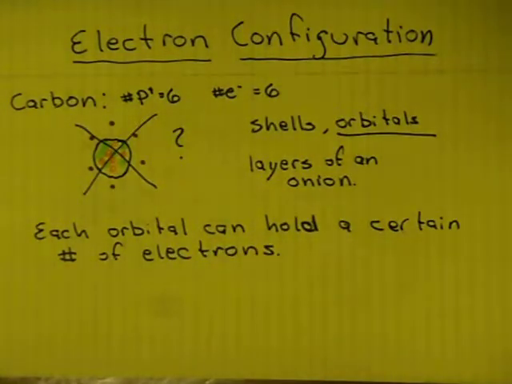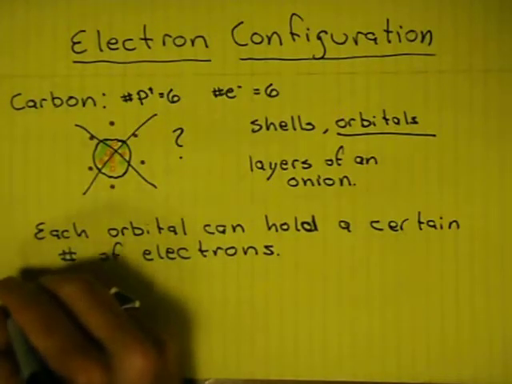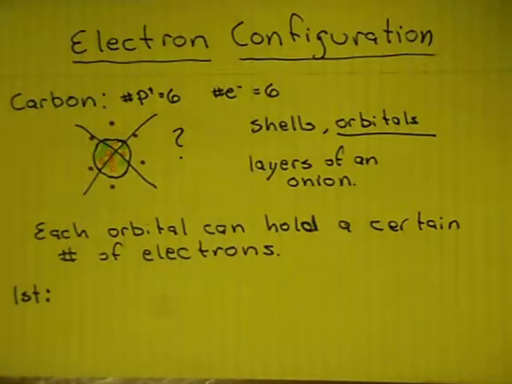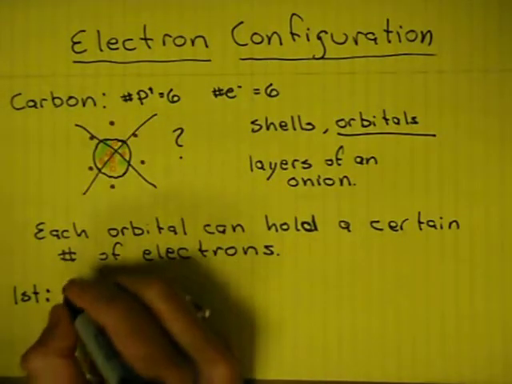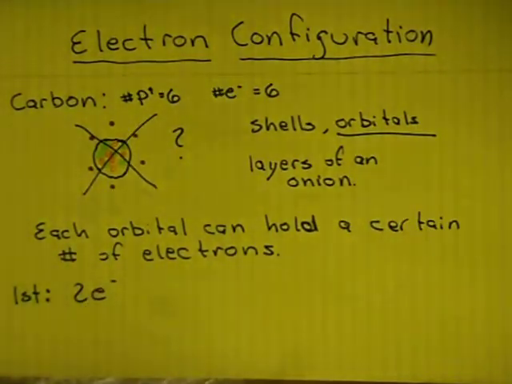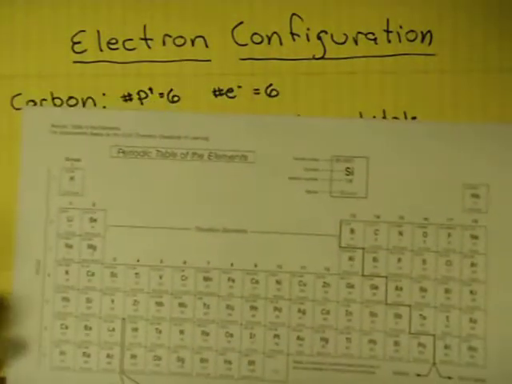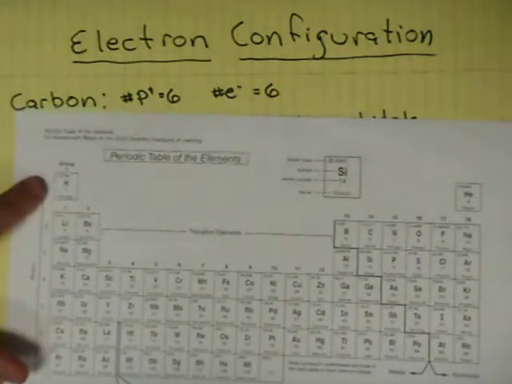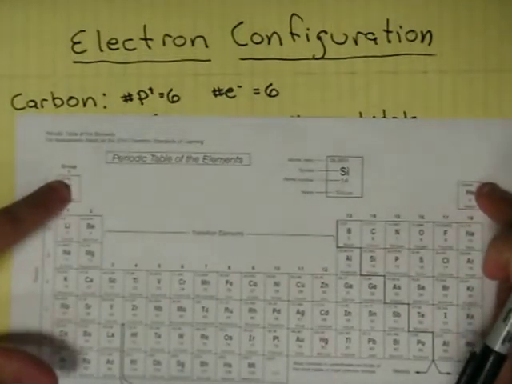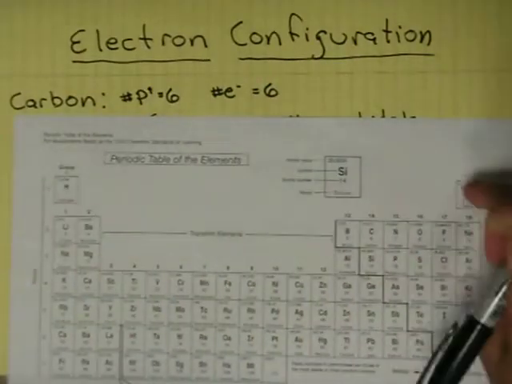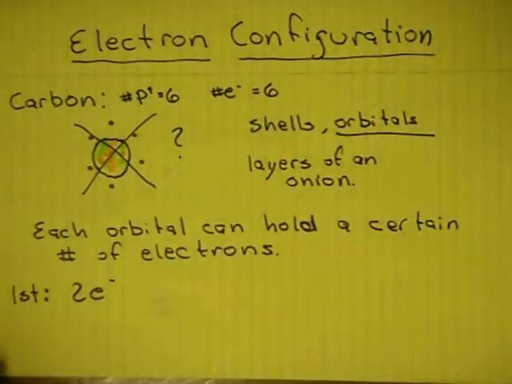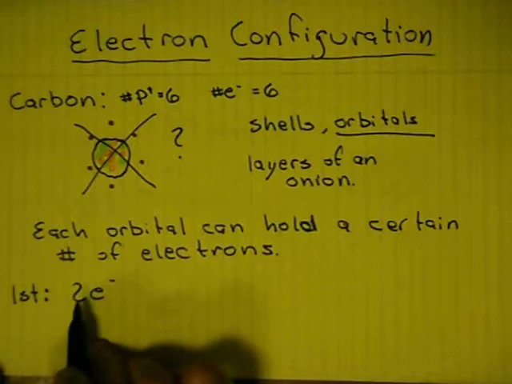So it happens that the first orbital, which is the innermost shell closest to the nucleus, can hold 2 electrons. And interestingly, if we look at the periodic table, period 1, we've only got 2 atoms, hydrogen and then helium. Hydrogen has 1 electron, helium has 2 electrons because it has 2 protons. So, first shell, 2 electrons.